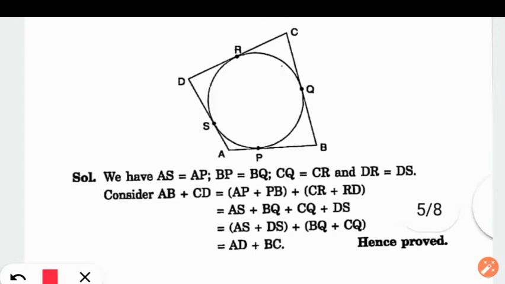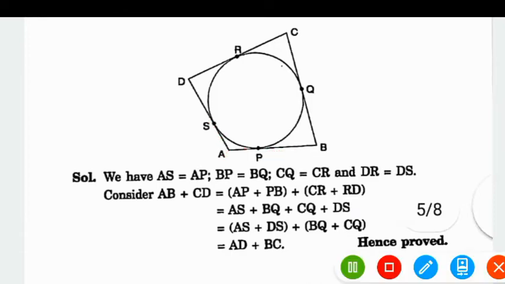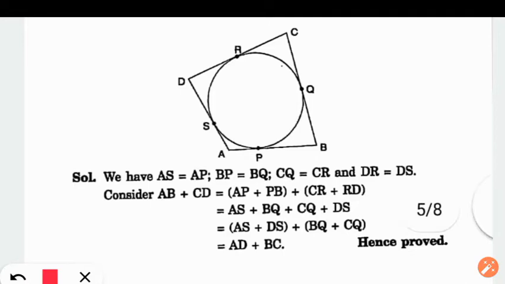Now as we know, from point A two tangents are drawn, this one and this one, AP and AS. According to the theorem which I have discussed from the beginning of this video, if two tangents are drawn from an external point, then the lengths of those two tangents are equal. So we can say AP must be equal to AS. Similarly, we can say BP must be equal to BQ.